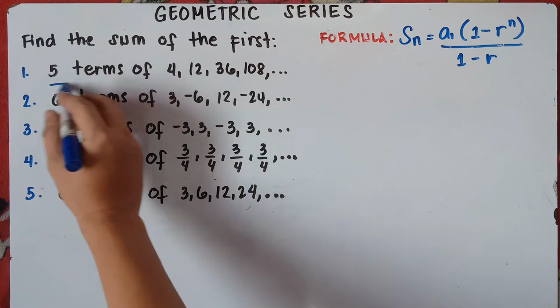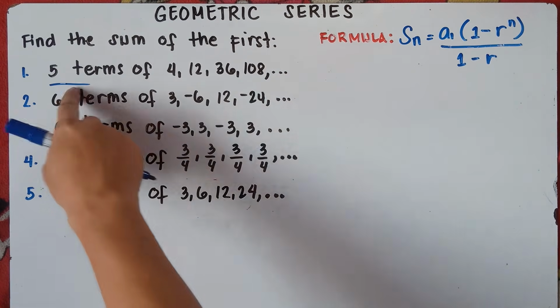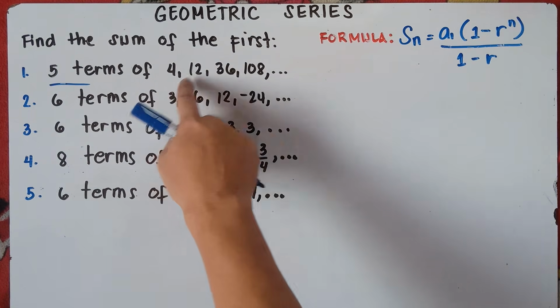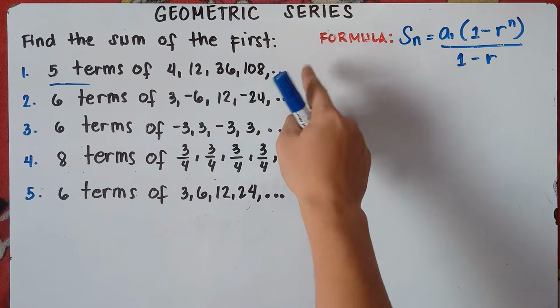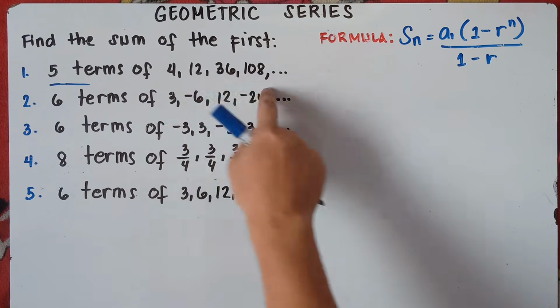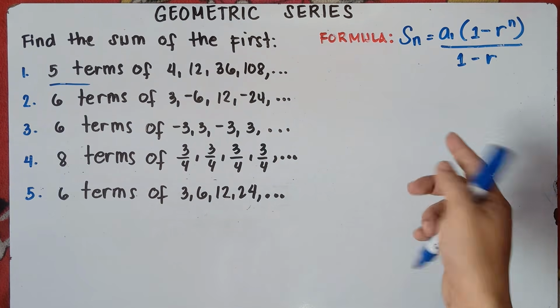Now, since this is 5 terms, you're still lacking one more term to get the sum of the 5 terms. To do it manually, you just need to add 4 plus 12 plus 36 plus 108, plus another one more term, since we have only been given 4 terms. You can actually do it manually, but it will take time. That's why we have the formula.